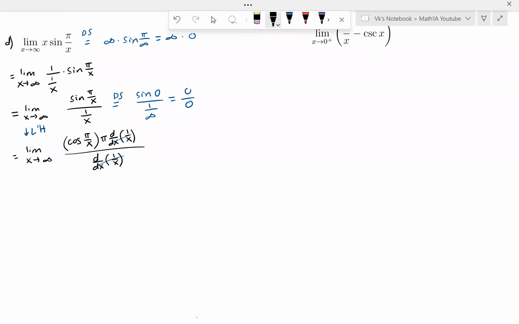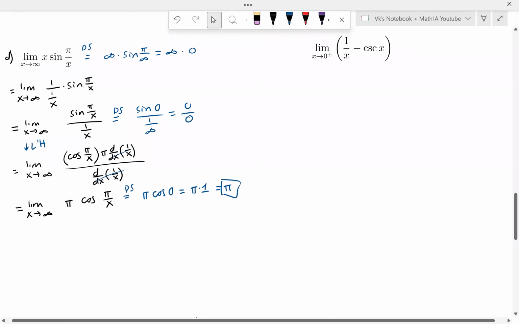Very cool, huh? Limit as x goes to infinity of pi cosine of pi over x. And now we can do a direct sub here to get pi cosine of 0, which is pi times 1, and that is pi. Slick.